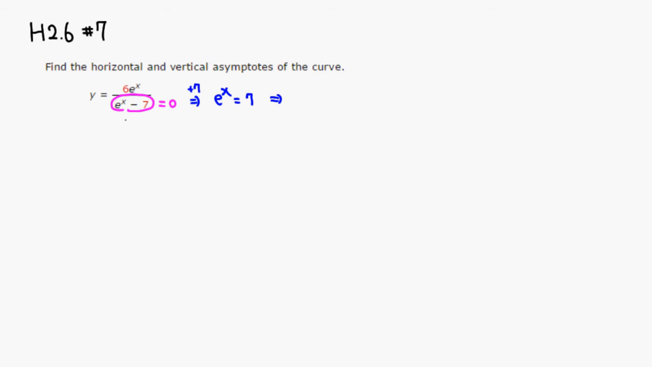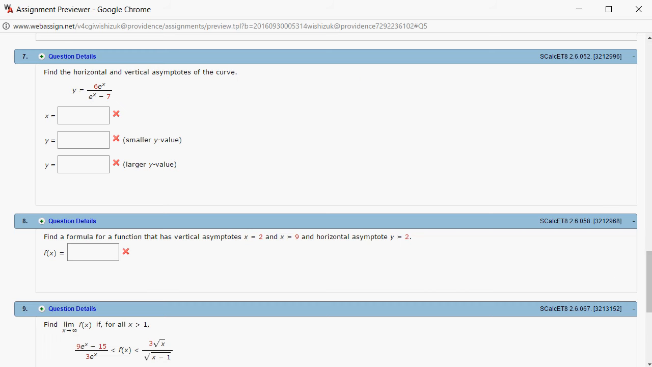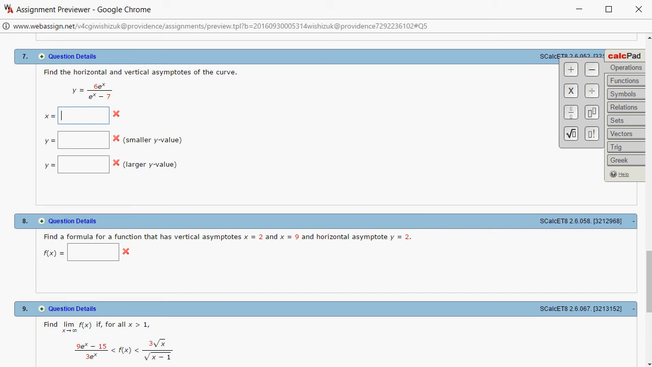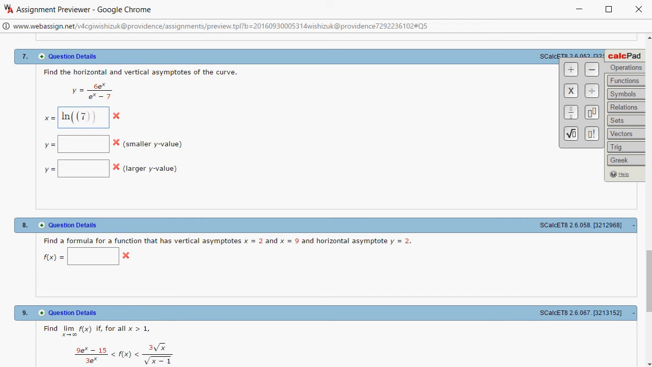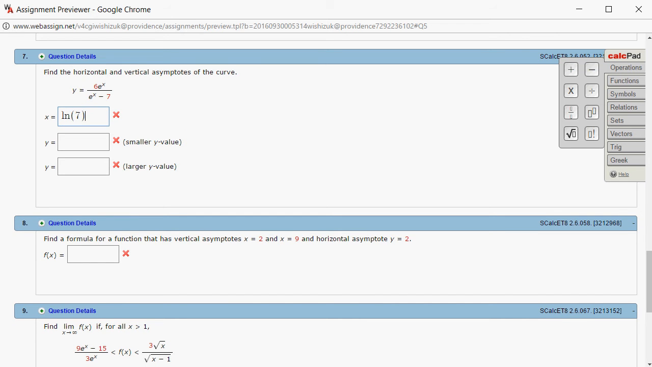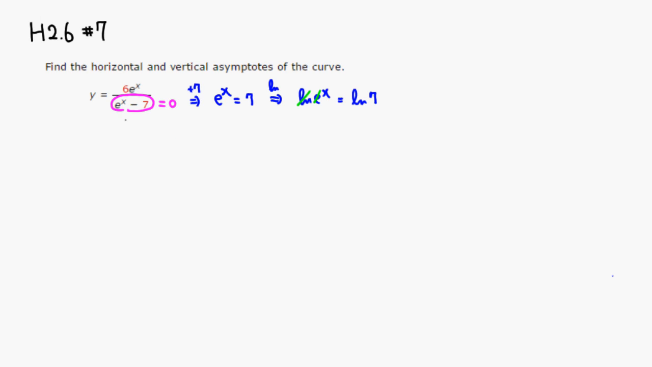Then we can take the natural log of both sides. So the natural log of e^x is equal to the natural log of 7. Then you have two inverse functions composed together, so they cancel out. So we know that x equals natural log of 7. Let's just type that in. So x equals natural log of 7 is the vertical asymptote.